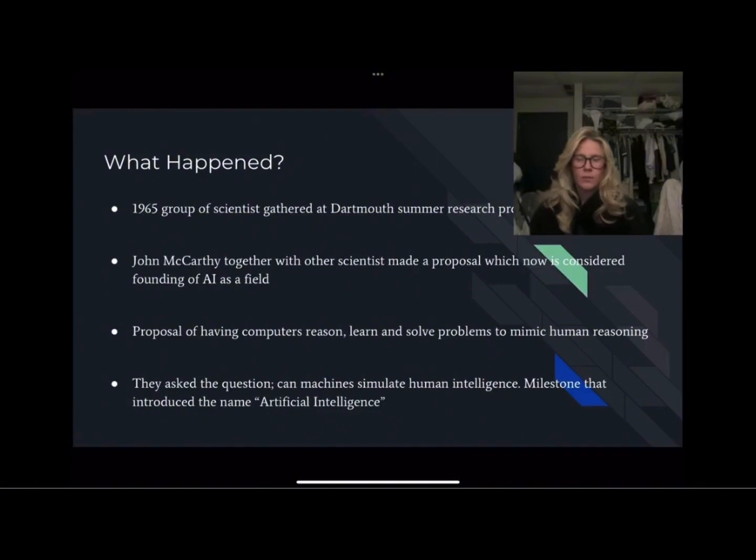So they started to think about how every aspect of learning and any feature of intelligence can be described so precisely that even machines can understand it and even simulate it. And this is then later what they proceeded to test out during this project. Since they created this project and started this meeting, this is something that we then refer to as the founding of AI as a field, but also where the name artificial intelligence was first introduced.